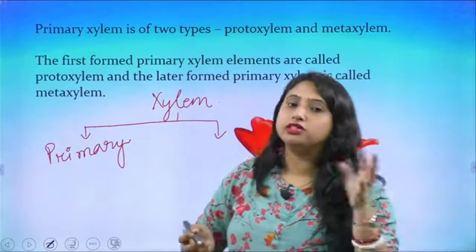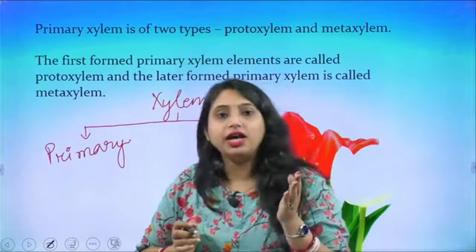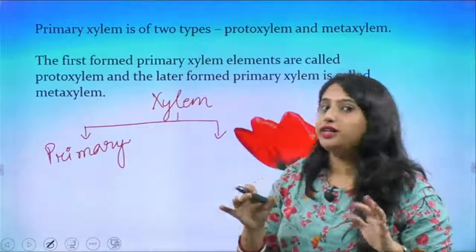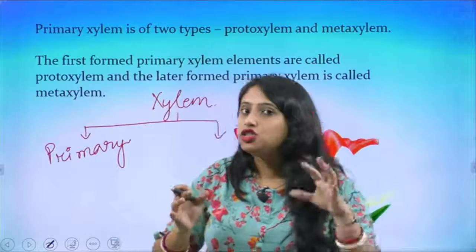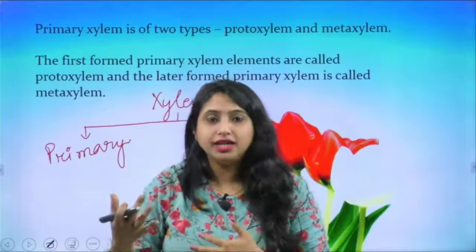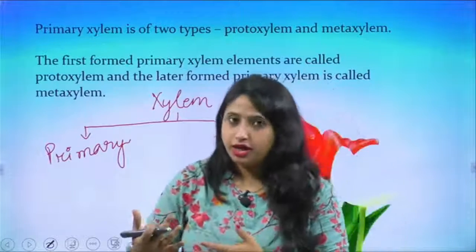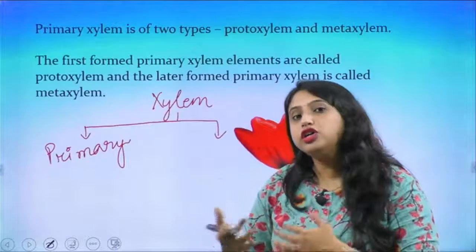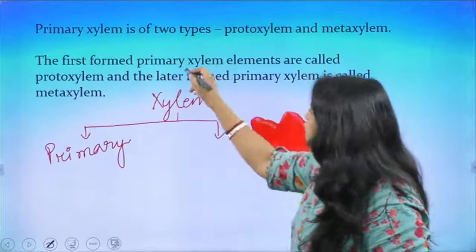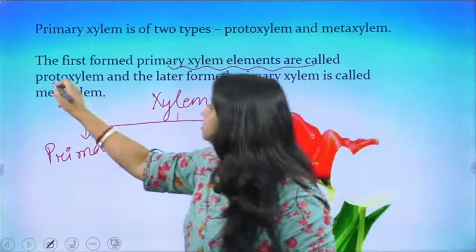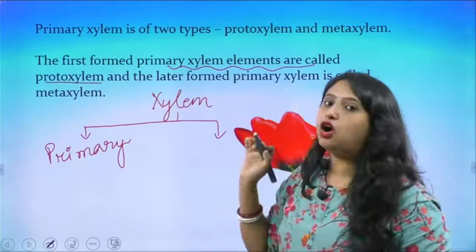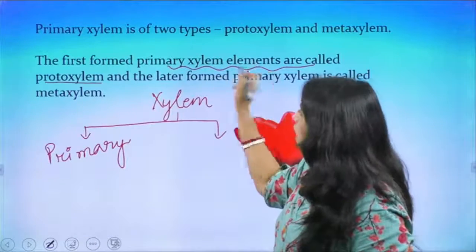You have learned about meristematic tissue, where we have seen that there are primary meristematic tissue and secondary meristematic tissue. The primary meristematic tissues are the tissues which are already present. And what are the secondary? That means they are formed later. The meristematic tissues which are formed later, we call them secondary meristem. So what is this primary xylem? The first formed primary xylem elements are called your protoxylem.